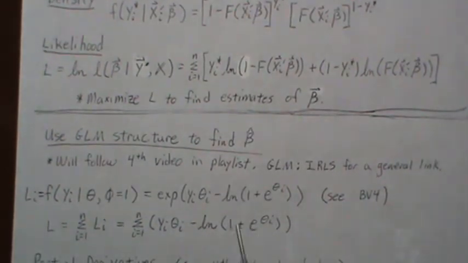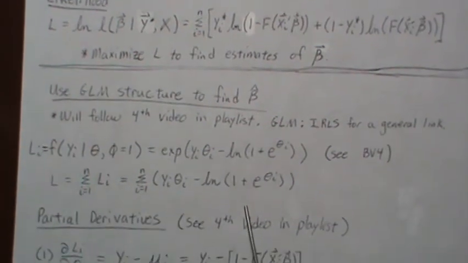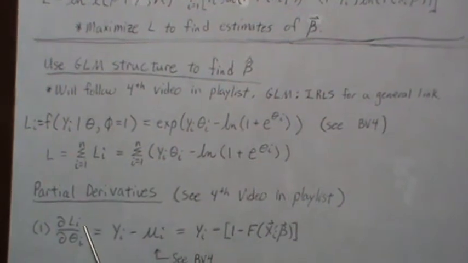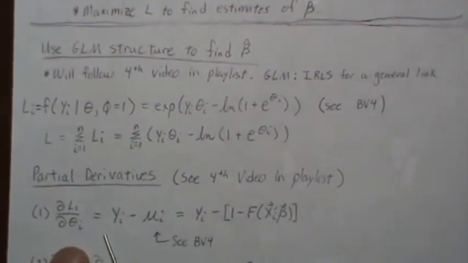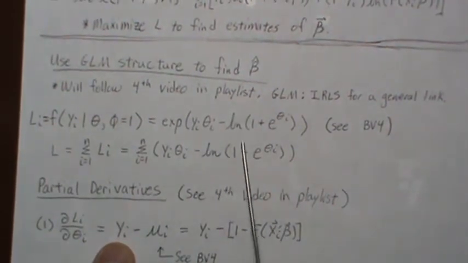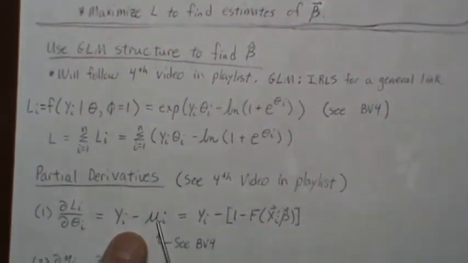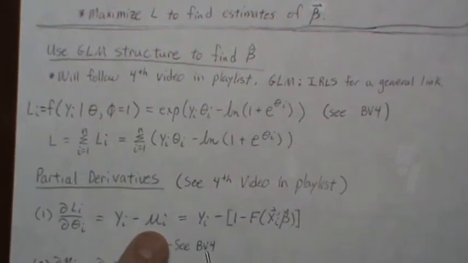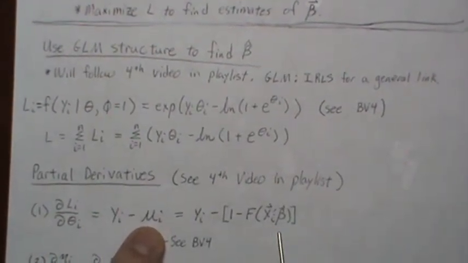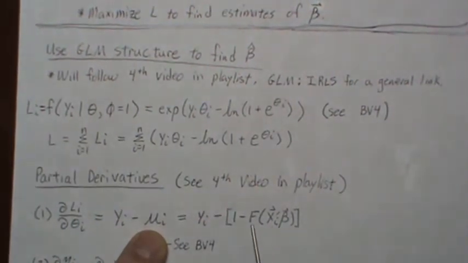So now we need to maximize this in terms of betas, but there's no betas here. So we're going to have to use the chain rule somehow. Okay. So first of all, this is in terms of theta. So let's just take the derivative in terms of theta, and we get this. So that's y. And the derivative of the log partition is the mean, and see BV4 for that. But on part 1, we said the mean was 1 minus the CDF of this linear combination. That's what we did on part 1.